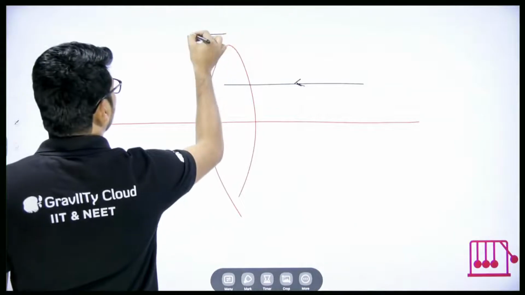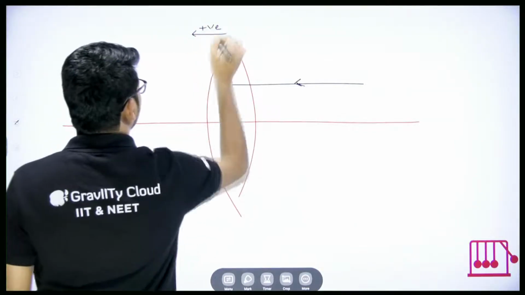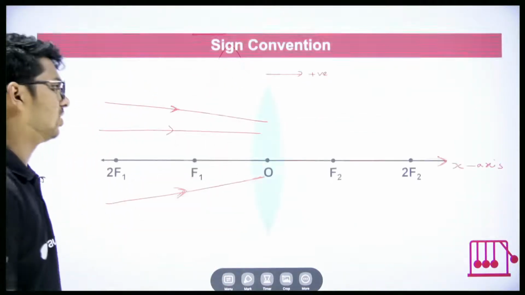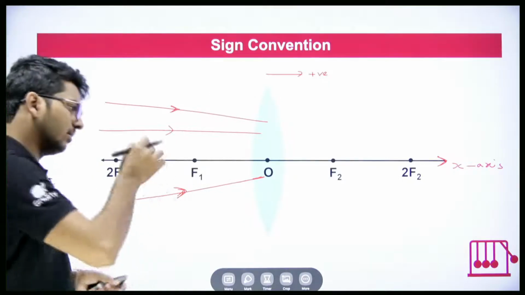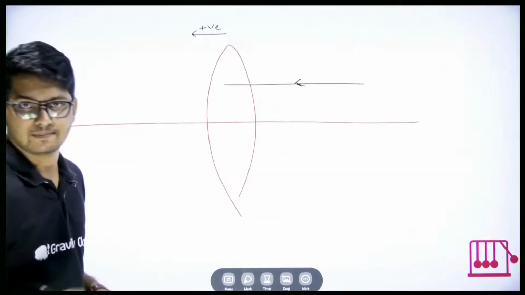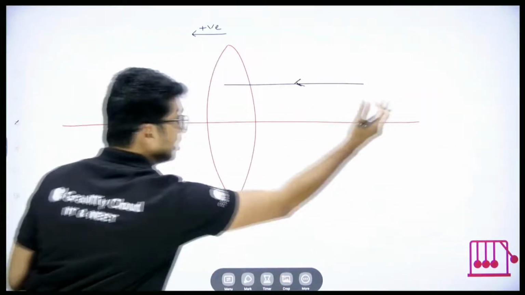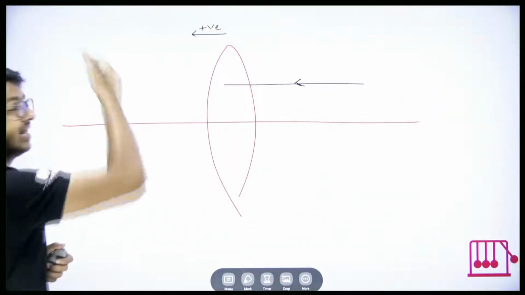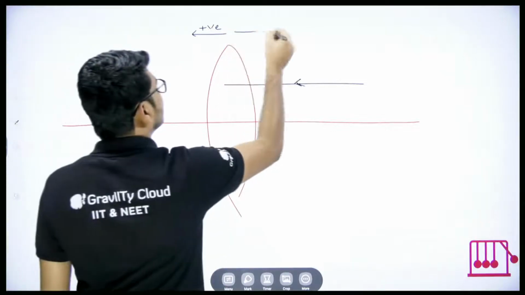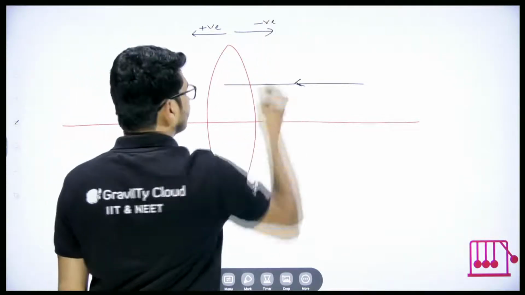Mostly you will not get this case. Mostly we will be dealing only with the other case. But to be sure, let me explain. If the incident ray is coming from right, that is, it is going towards left, then the left direction will be positive and the right direction will be negative.